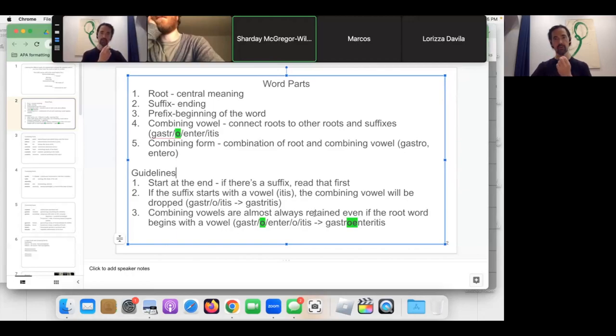Combining vowels are almost always retained, even if the root word begins with a vowel, like gastroenter. E is a vowel in enter, gastroenteritis. Okay, any questions about that? It's just something for you to keep in mind as we enter into the study of medical terminology.